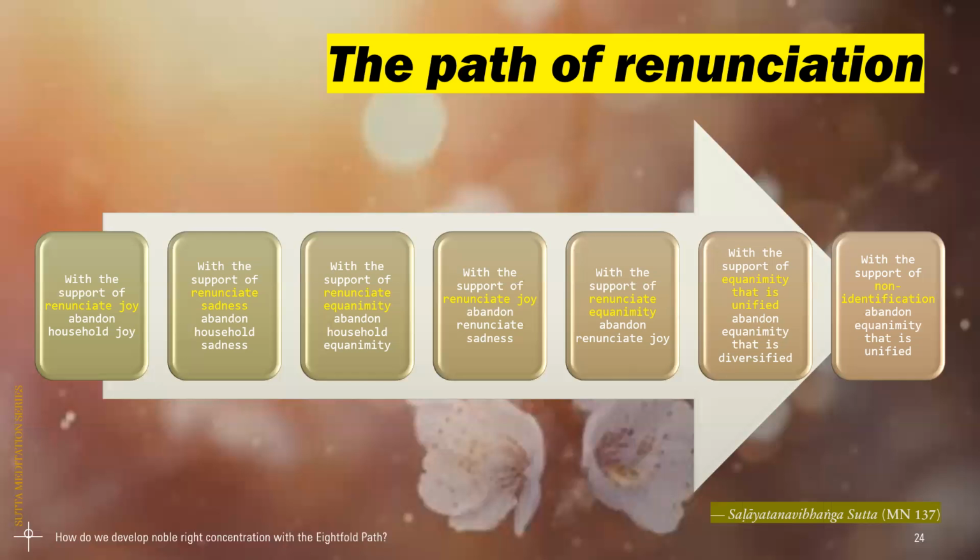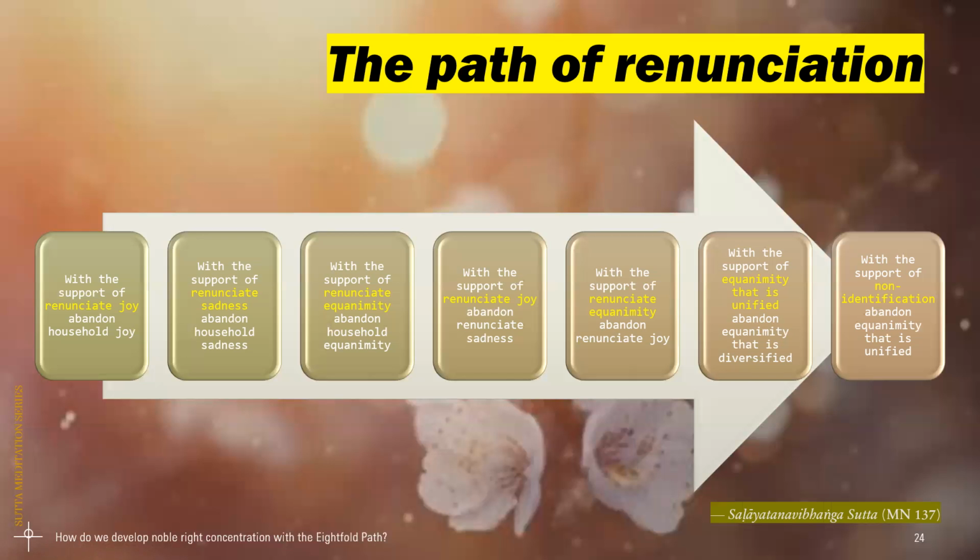So as we've previously looked at, formless attainments, Venerable Nagasena has said, have some of the characteristics of Nibbana. And so we are leaning in that direction. And then the final one that the Buddha talks about is the seventh and final one, which is with the support of non-identification, abandon equanimity that is unified. And what this means is the Pali word for non-identification is atamayata. This literally means not made of that, not consisting of that, or not I am that, something along those lines. And in the sutta, it's called non-identification.